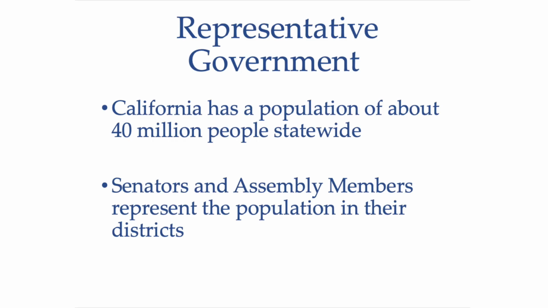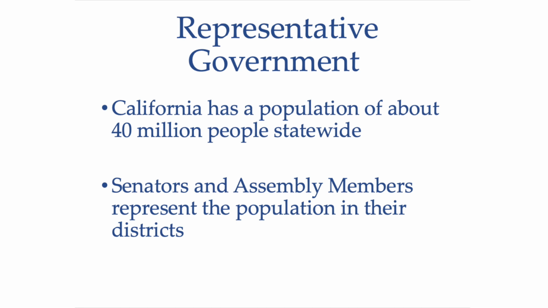So there's two separate offices. They have two different focuses. One is on legislation, one is on district issues. Each state assembly member and senator represents a group of people. But remember, there's half as many state senators as there are assembly members in California. There's 80 assembly members, and in California, our state senators, there's 40 of them.